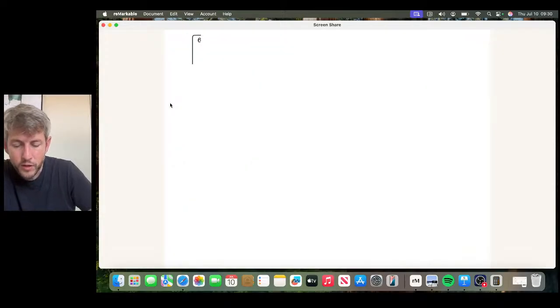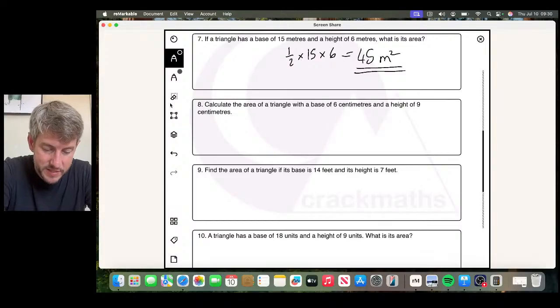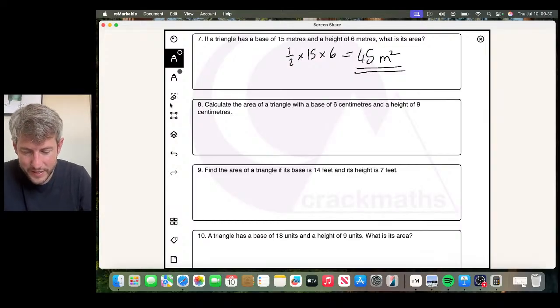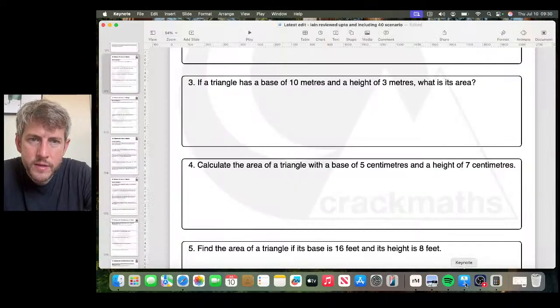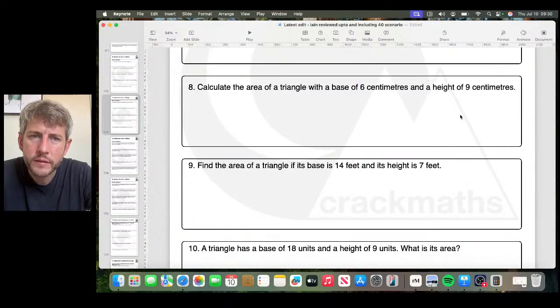Okay. Question 8, we've got calculate a triangle with a base of 6 centimeters and a height of 9. That's happened again. So I just need to fix that. And a height of 9 centimeters. Here we go. Just make that a bit wider.